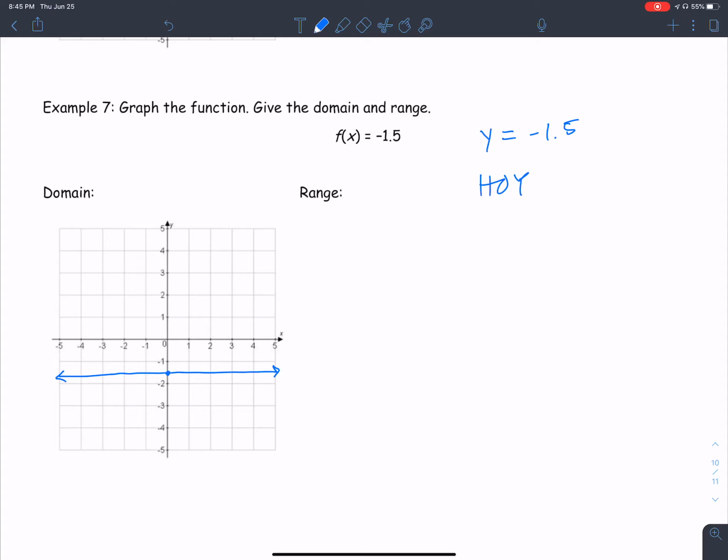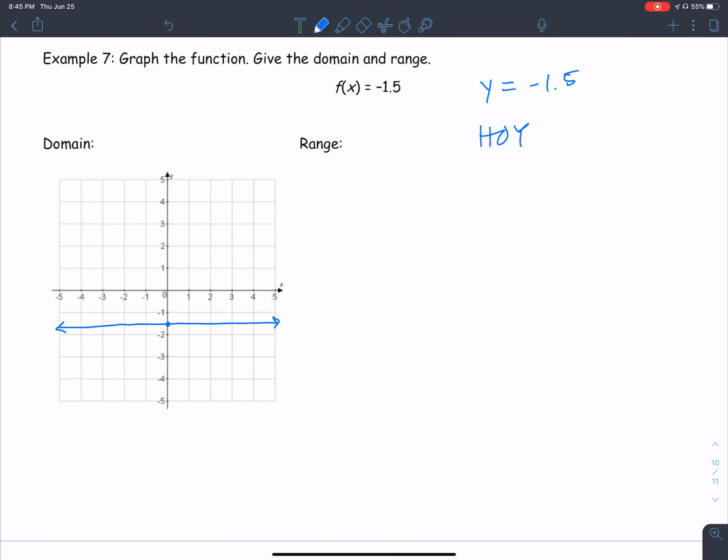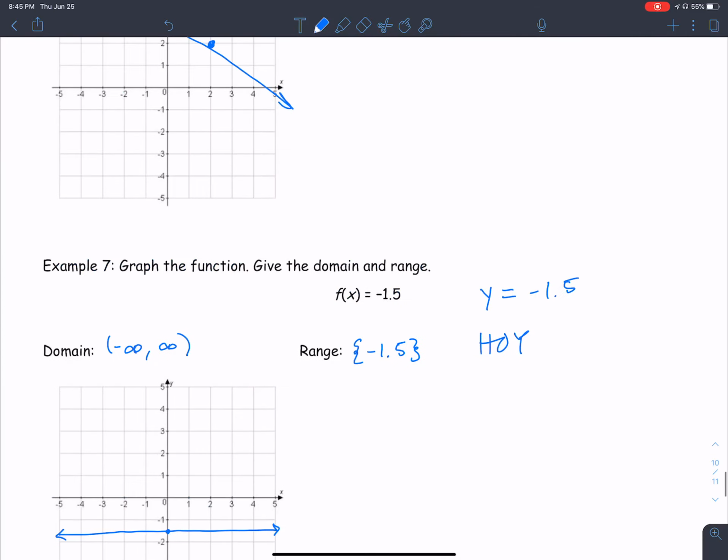Okay, so our domain, we can put any x value we want in it. Okay, so because it doesn't have a fraction, doesn't have a square root, so negative infinity to infinity. But our range, what y values are we going to get out? Well, no matter what we put in there, we're always going to get negative 1.5. Okay, so that's different with that. All right, that is 2/6.